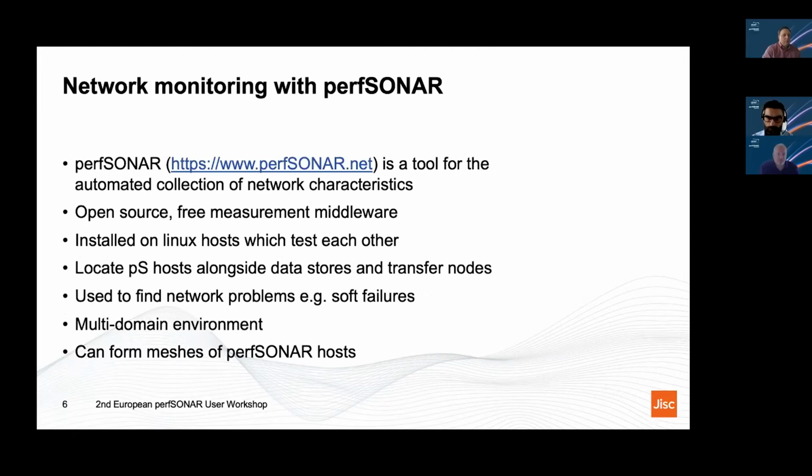And it's a tool for the automated collection of such network characteristics. It's open source and free measurement middleware, installed on Linux hosts, which test against each other. And it should be located alongside data stores and transfer nodes. So it's used to find network problems, such as these soft failures. It's designed to work in a multi-domain environment. And usefully, you can form meshes of perfSONAR hosts which can test against each other.